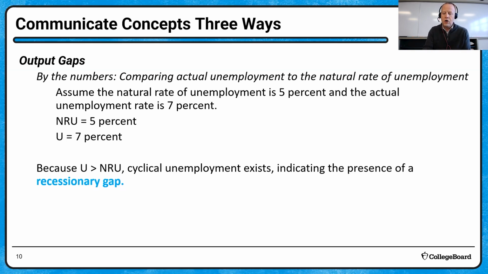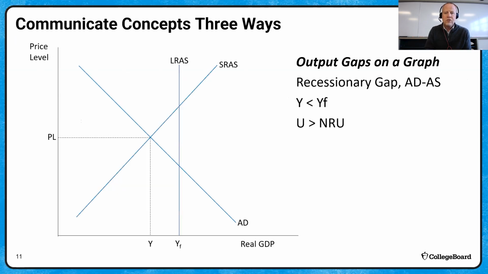So that said, we've done the words, we've done the numbers. What comes next? The pictures. How do we show output gaps on our graphs? Well, like I said earlier, the most obvious way to do this is to show output gaps on ADAS. That's where we actually have output represented. So as you well know, here's an ADAS model. We have price level and real GDP, upward sloping SRAS, downward sloping aggregate demand, and we have a short run equilibrium where those two curves intersect.